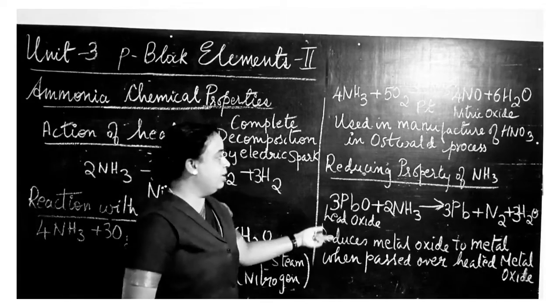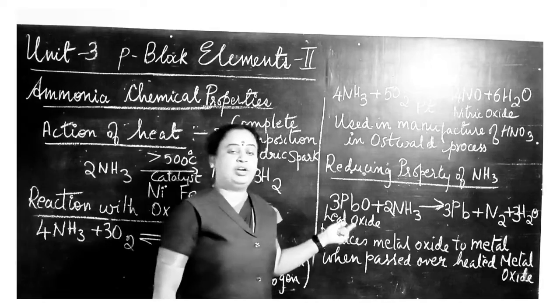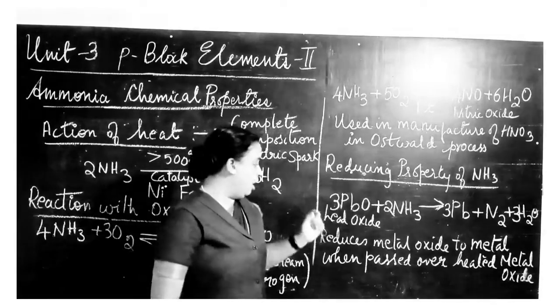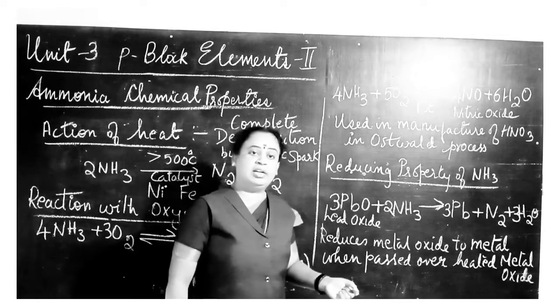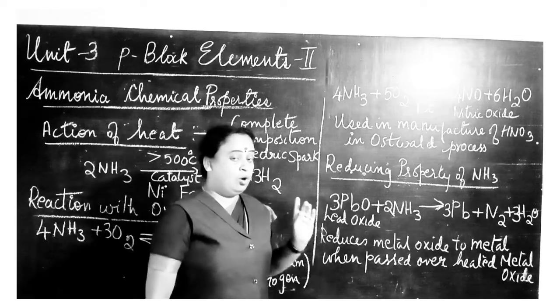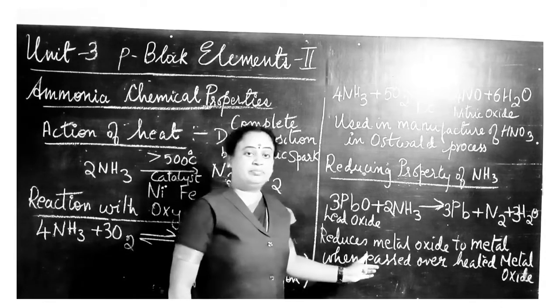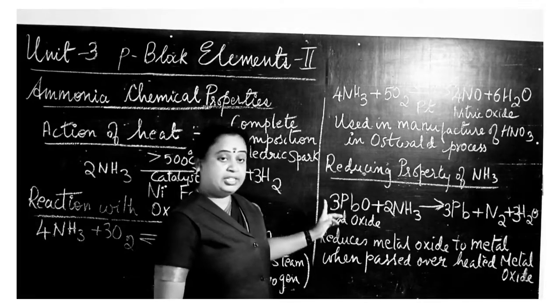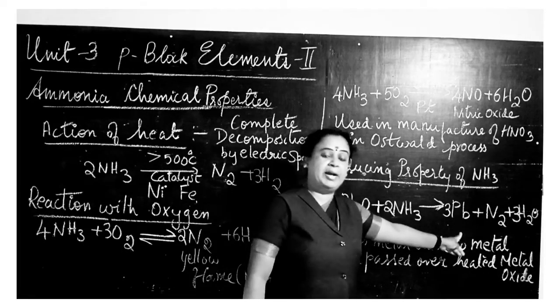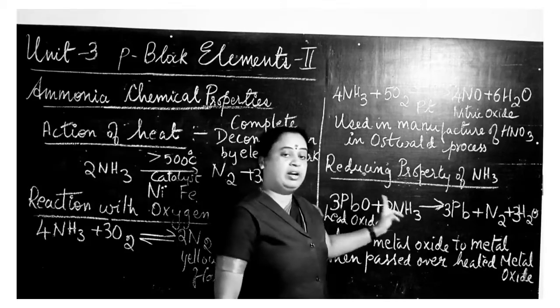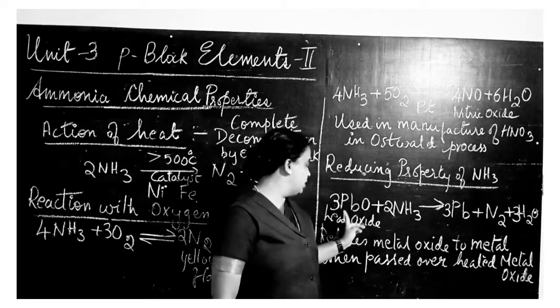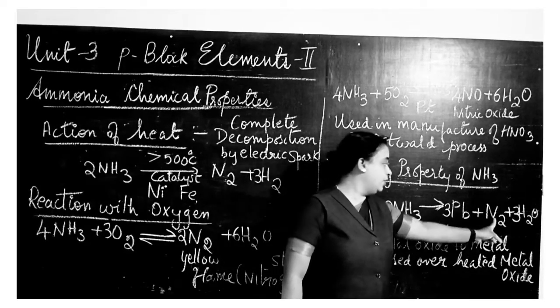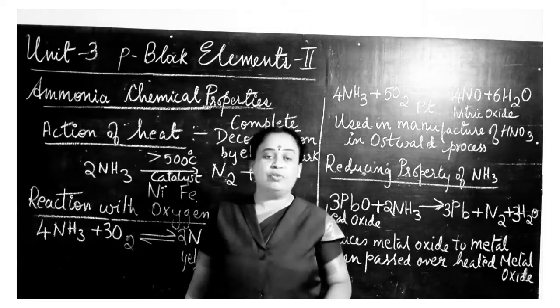So this is the reaction which shows the reducing property of ammonia. Ammonia is acting as a good reducing agent. It reacts with the hot metal oxide and reduces the heated metal oxide into metal. So lead oxide, while reacting with ammonia, is reduced to lead along with nitrogen gas and 3 moles of water.